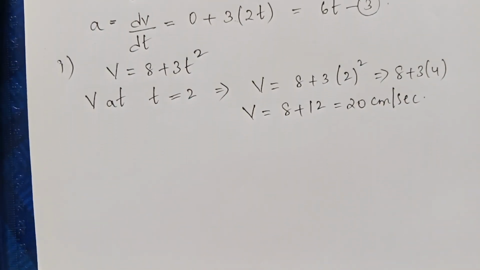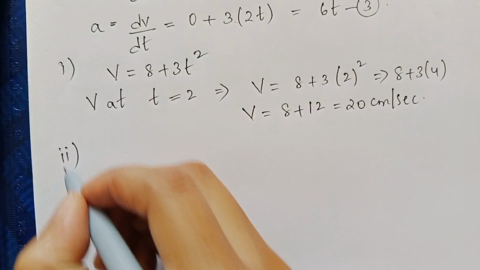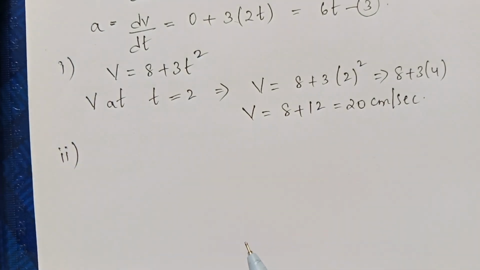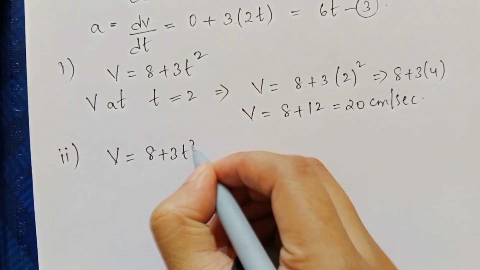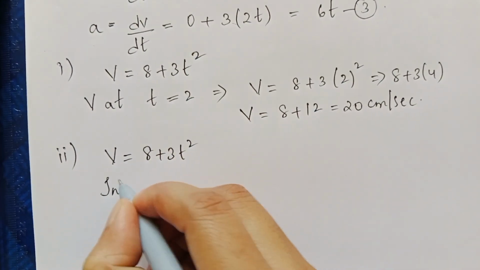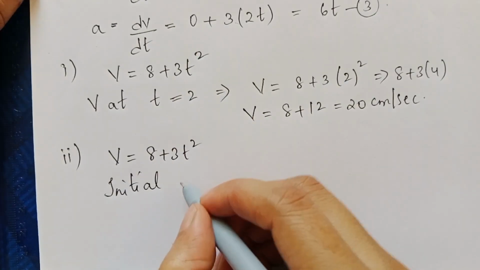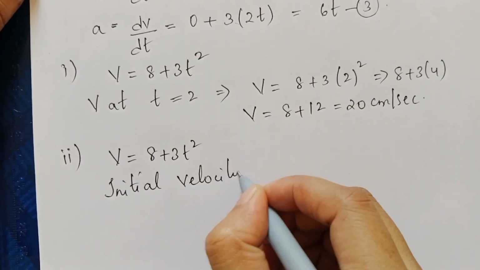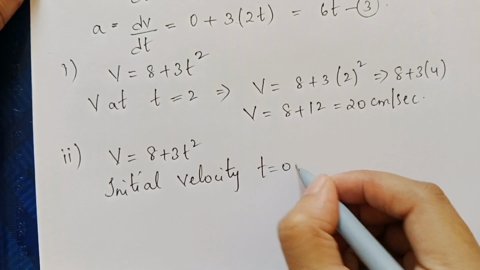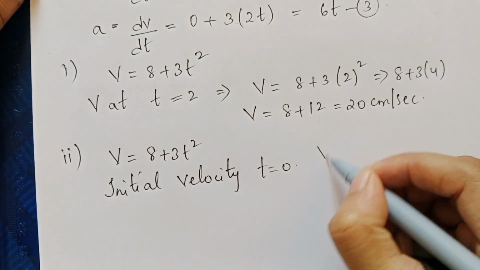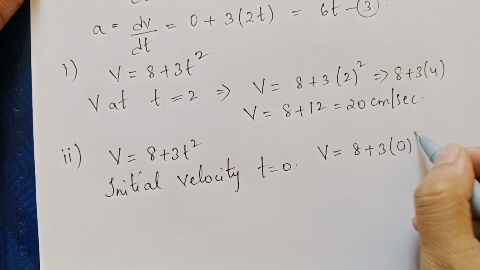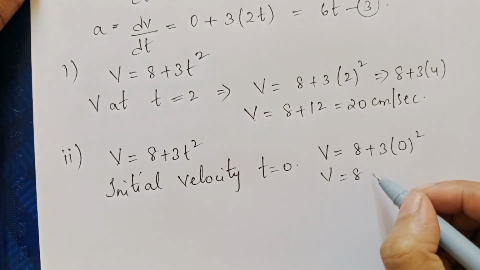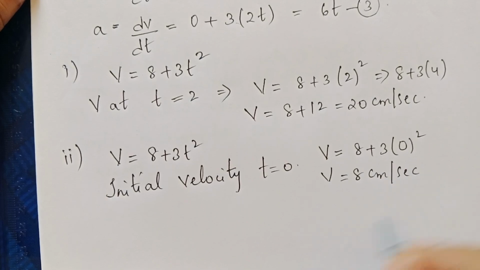Now the second question was initial velocity. We know that initial velocity will be when time equals 0. So v equals 8 plus 3t square. Initial velocity at t equals 0. So this will become v equals 8 plus 3 into 0 square, so v equals 8 centimeter per second.